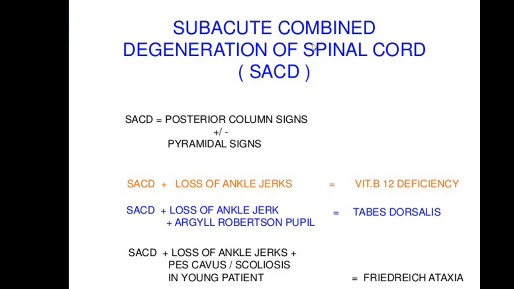Then subacute combined degeneration of the spinal cord, that is SACD, which means the involvement of the posterior column plus or minus the pyramidal signs. So both the signs may be present, either posterior column signs or pyramidal signs or both.